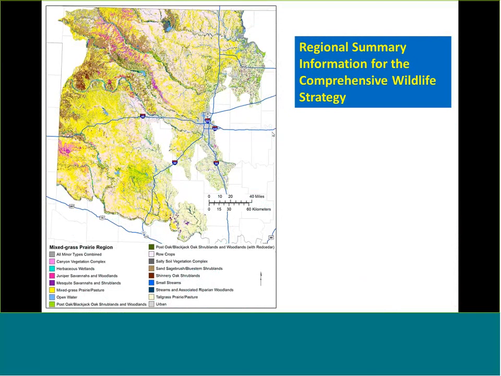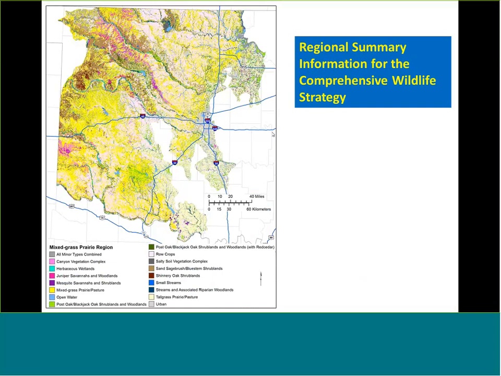Okay, so that's sort of a look at the methods and a few of the results. And here I just want to go into how these data can be used a little bit. This is for ODWC. They were doing a comprehensive wildlife strategy, and they had 6 regions that they were doing, and they had habitats within those regions that were of concern to them.